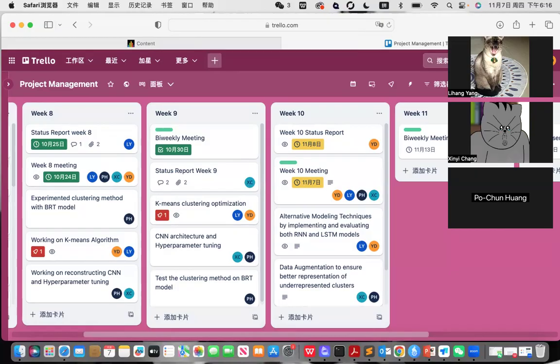Okay, thank you, Lihan. My focus for this week has been on cognitive modeling techniques, specifically implementing and evaluating both RNN and LSTM models. The aim with these models is to explore their strengths in capturing time-dependent patterns in our biosignal data. RNNs, with their capability for short-term dependence, allow us to analyze sequences in a straightforward way. On the other hand, LSTM's architecture is better suited to handle long-term dependencies, making it ideal for identifying complex time-based relationships in biosignals.